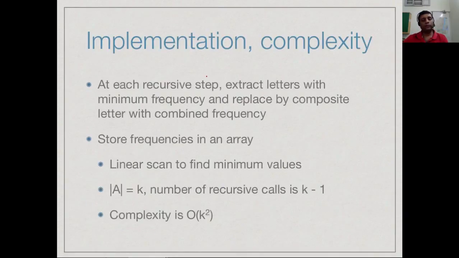A word about the implementation. What we have to do is k minus 1 times merge these two minimum values and compute a recursive solution. So the bottleneck is finding these minimum values.